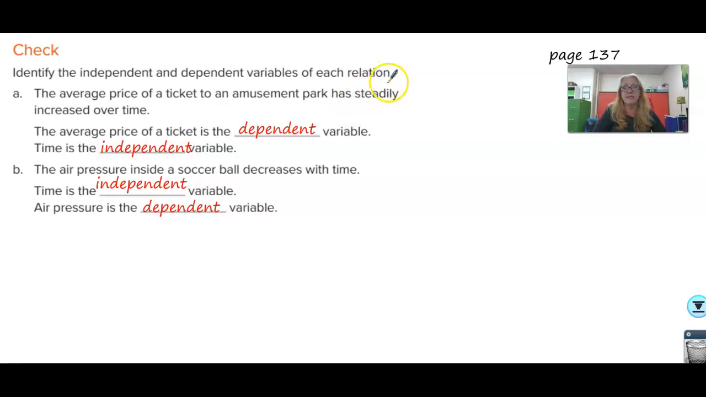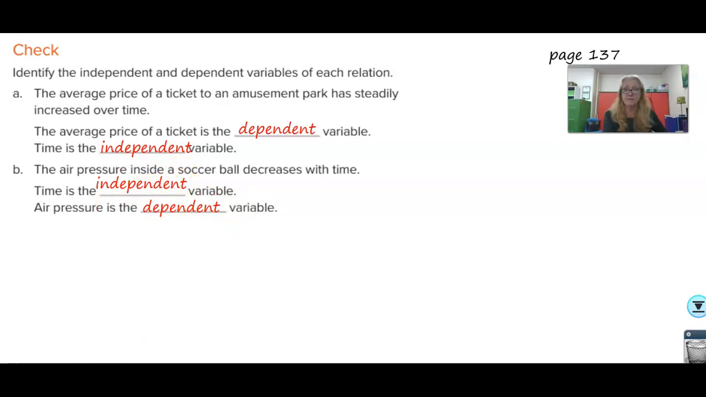Identify the independent and dependent variables of each relation. The average price of a ticket to an amusement park has steadily increased over time. So the average price of the ticket is the dependent variable and time is the independent variable. Oftentimes, time, days, years, those are your independent variables. The air pressure inside a soccer ball decreases with time. Time is the independent variable. Air pressure is the dependent variable.